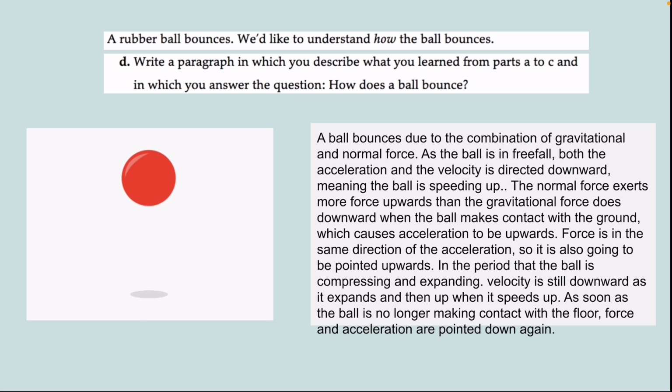D. Write a paragraph in which you describe what you learned from parts A to C and in which you answer the question, how does a ball bounce? So I worded this paragraph a little confusingly, but let me go through it. A ball bounces due to the combination of gravitational and normal force. As the ball is in free fall, both the acceleration and the velocity are directed downwards, meaning the ball is speeding up. And that also means the force is going to be directed downwards.